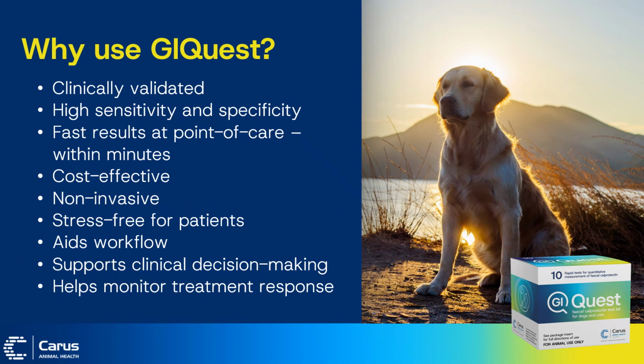So why would we use GIQuest in practice? As we've seen, it's been clinically validated by the University of Bristol and has a very high sensitivity and specificity. It gives us really fast results at point of care. The actual test takes 15 minutes to run, so you can do the whole thing within 18 to 20 minutes. It's cost effective, so it's £25 per test to practice.